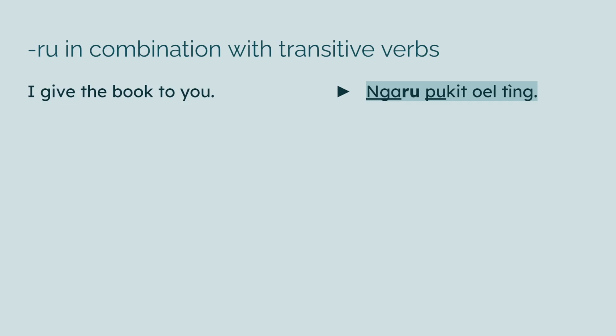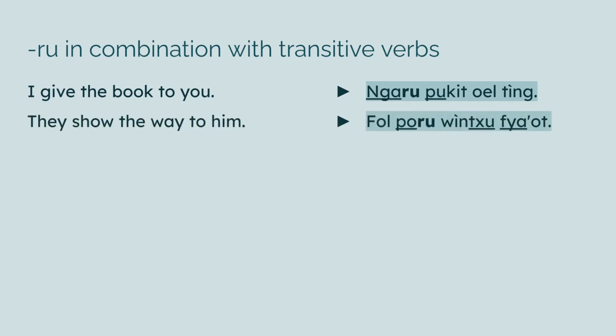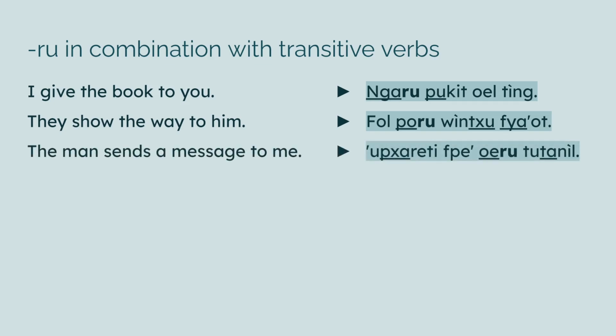Let's look at some more sentences. They show the way to him. Fol poru went u fjaot. Again, they are the ones showing, so they get the l ending. Fol. Then the way is the thing being shown, so it gets the t ending. Fjaot. Then to him it is shown, so he gets the ru ending. Poru. The man sends a message to me. Upareti fpe weru tutanel.